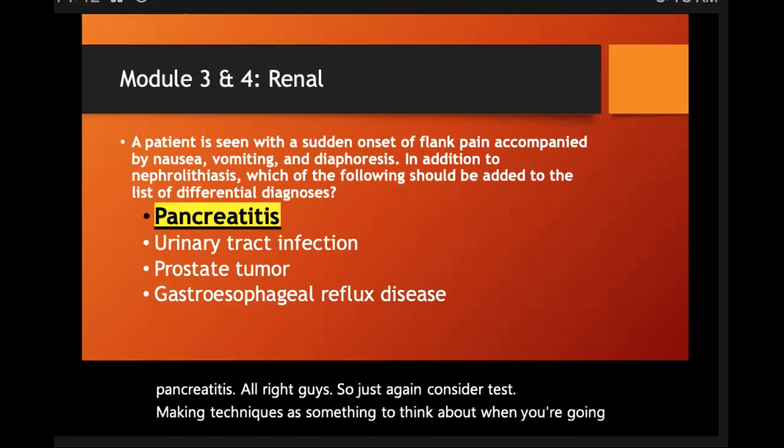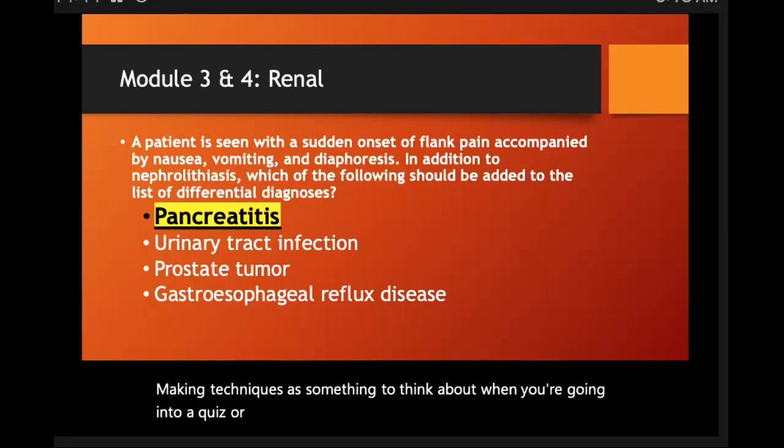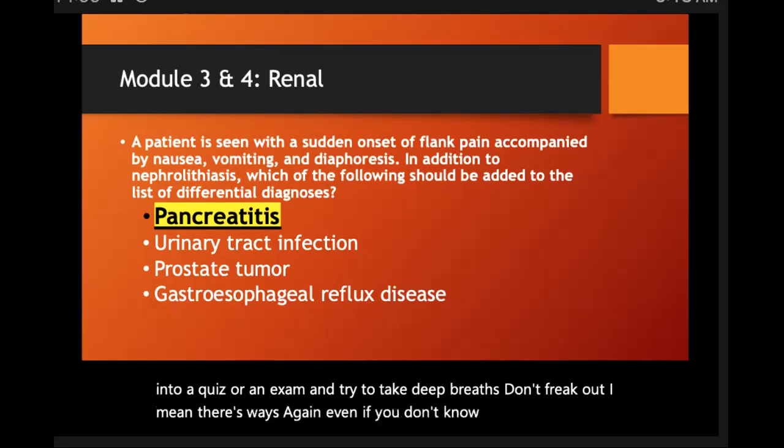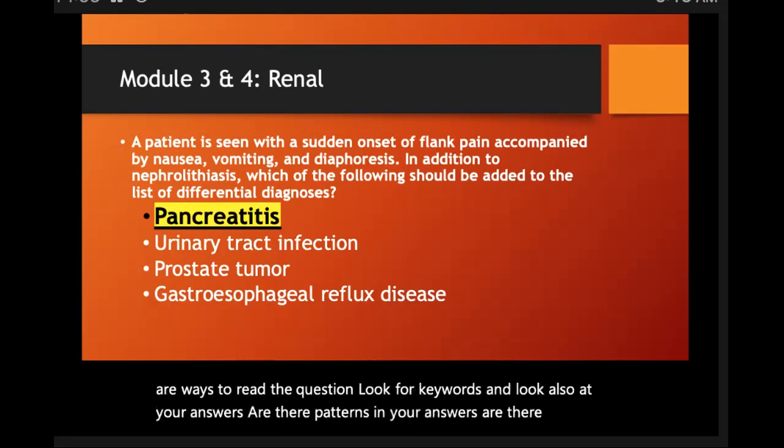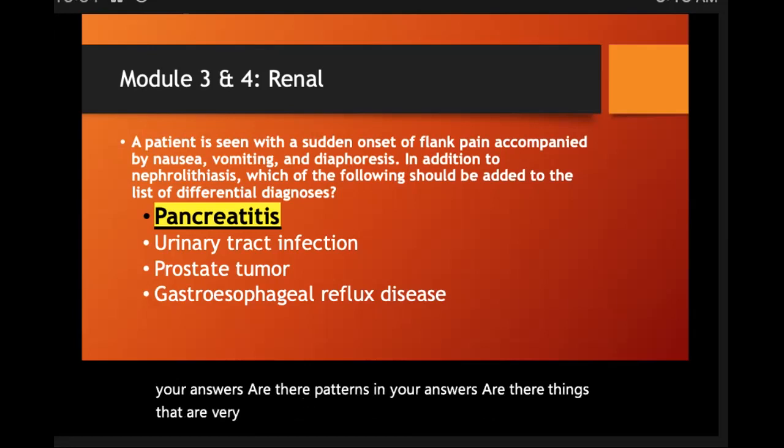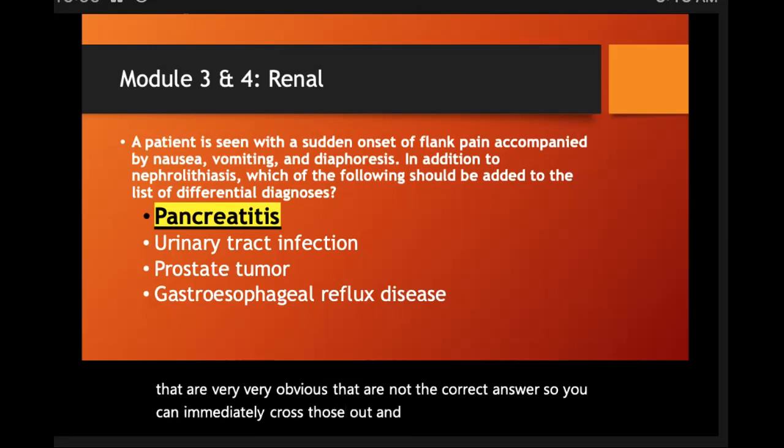a quiz or an exam. All right, and try to take deep breaths. Don't freak out. There are ways. Even if you don't know the content, there are ways to read the question, look for keywords, and look also at your answers. Are there patterns in your answers? Are there things that are very, very obvious that are not the correct answer? So you can immediately cross those out and you narrow things down. Okay. All right, let's keep going.